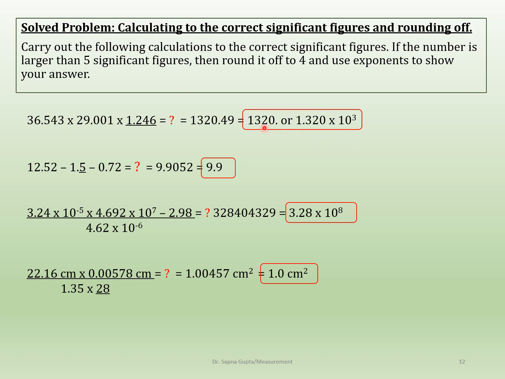Whether you write your number like this or this, with exponents or no exponents, both are correct. But when you have too many zeros before or after, it's just much easier to use exponents in those cases. So be smart about how you're writing your answer, and learn the exponents also. It's a good way to write numbers.